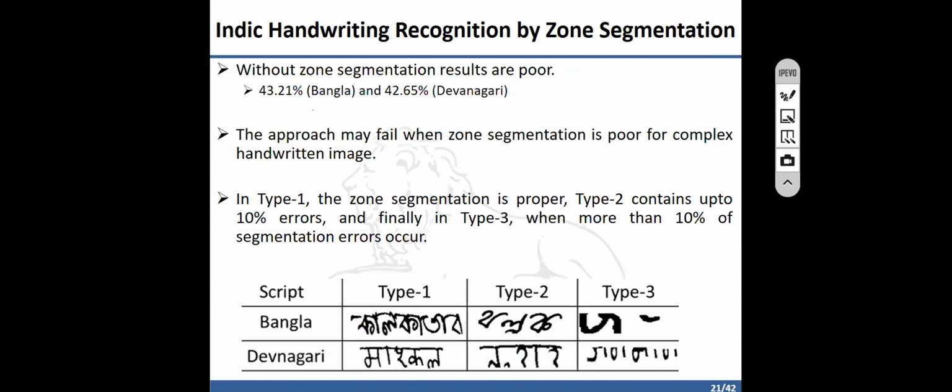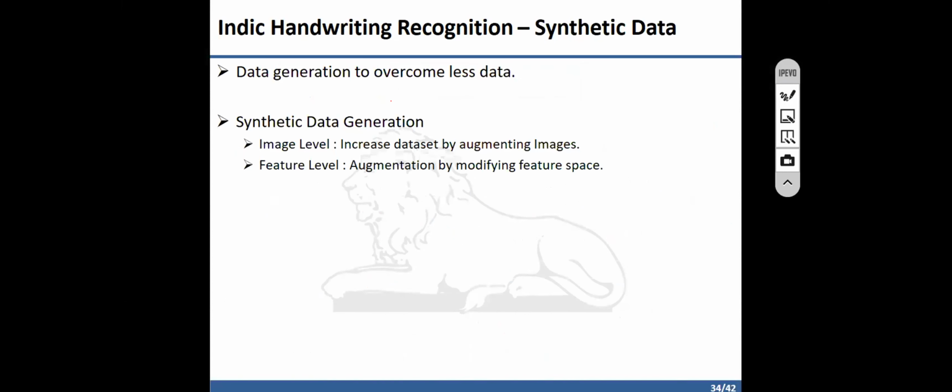Okay, so if we do not use the zone segmentation, it will go to 42%, and using this zone segmentation, the accuracy is 71%. Now, the next challenge is, if you see this in Indian scripts, how many data sets do you find? If you want to develop Indian script recognition, for example Odia text recognition or Tamil text recognition, do you find any publicly available data sets?